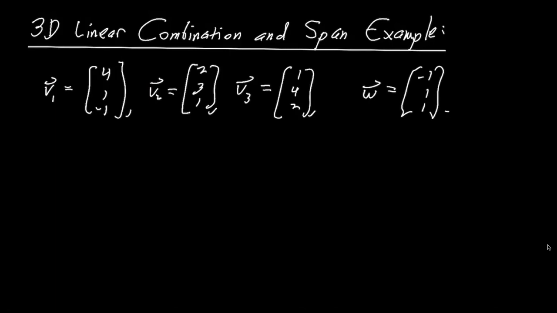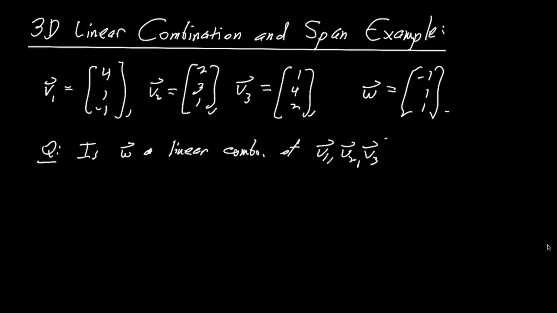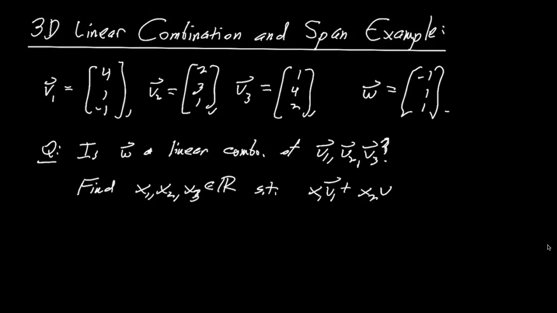Okay, and so suppose we wanted to ask, is W a linear combination of the V's? Okay, as we've seen, that's really asking the question, can we find x1, x2, x3 scalars, so those are real numbers, such that x1 v1 plus x2 v2 plus x3 v3 equals W.